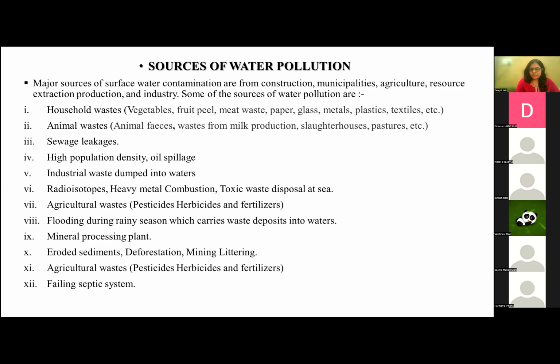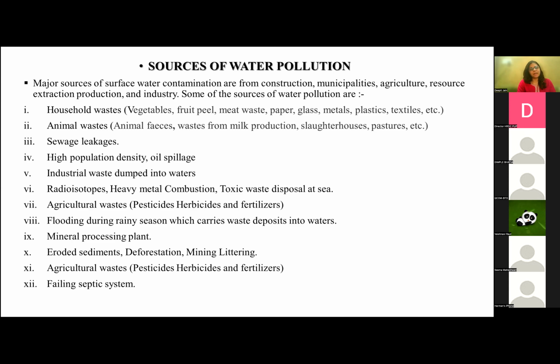Now the agriculture waste like pesticides and herbicides, then flooding during rainy season, which carries waste deposits into waters. It is again a source of contamination. Mineral processing plants, so the exudate or the waste from that plant is again a source of contamination. Eroded sediments, deforestation, mining, littering. See, these are all common sources which we know about.